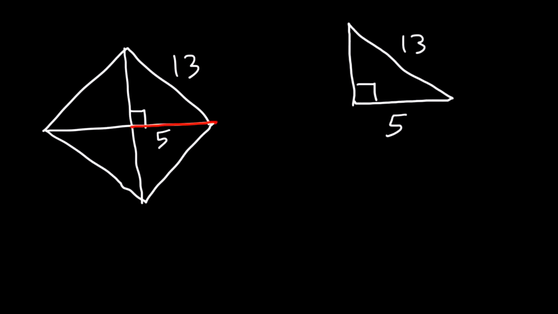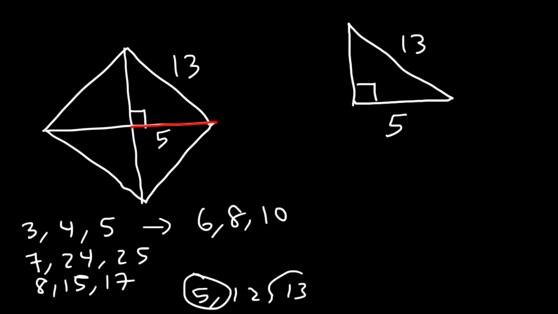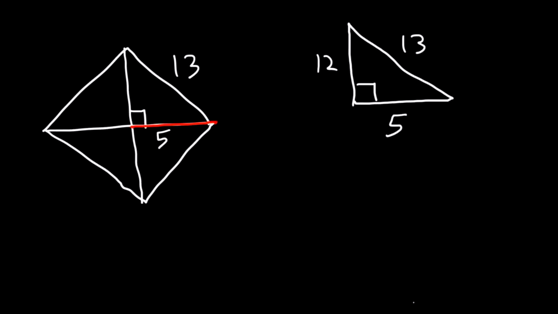It helps to know the special right triangles. For example, there's a 3, 4, 5 triangle. Also, if you multiply these numbers by 2, you can get the 6, 8, 10 triangle, which we covered. There is the 7, 24, 25 triangle, the 8, 15, 17 right triangle, and also the 5, 12, 13 triangle. So we have two of these numbers, 5 and 13. Therefore, the missing side must be 12. Now that we know what the missing side is, you can also use the Pythagorean theorem to get 12 if you want to. You can use a squared plus b squared equals c squared to get the same answer.